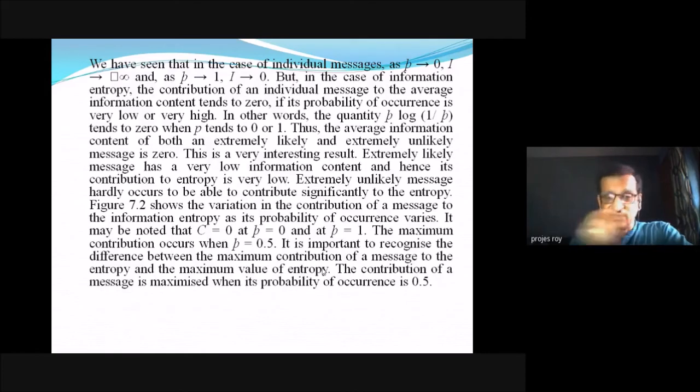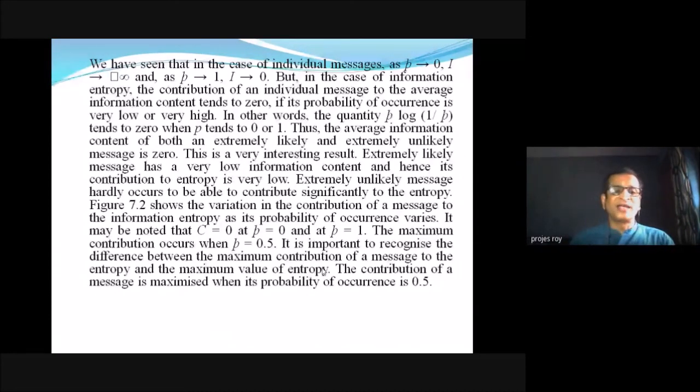Coming to the figure below, the variation of the contribution of a message to entropy, it is to be noted that the contribution is 0 when P is equal to 0 and when P is equal to 1. The maximum contribution occurs when P is equal to 0.5. It is important to recognize the difference between the maximum contribution of a message to the entropy and the maximum value of entropy.